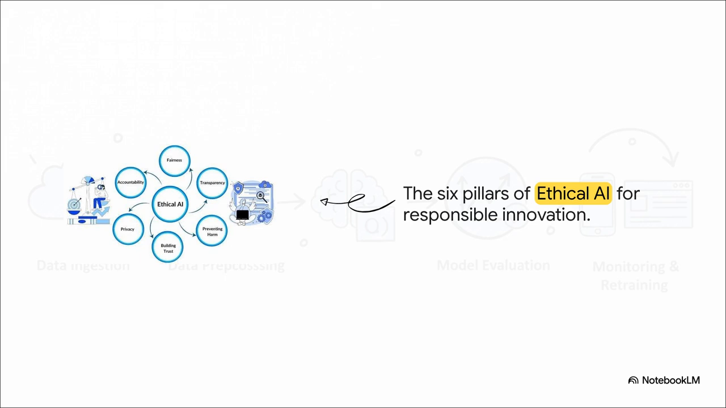As artificial intelligence embeds itself into the core of healthcare, finance, HR, you name it, we absolutely cannot rely on performance metrics alone anymore. We have to proactively design our systems around fairness, transparency, preventing harm, building trust, privacy, and accountability. Honestly, these are not just corporate buzzwords. They are the absolute required foundation for building any trustworthy system today.